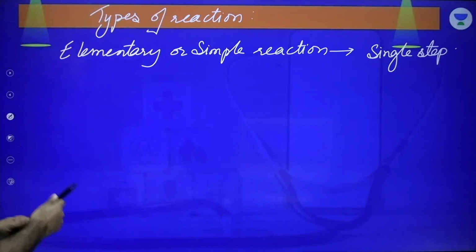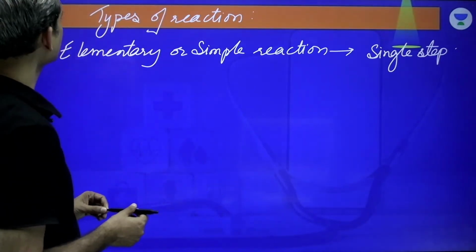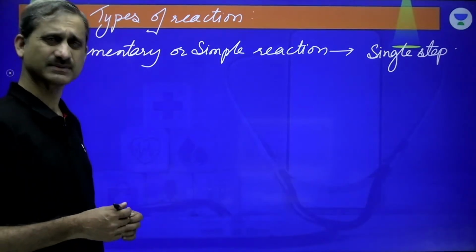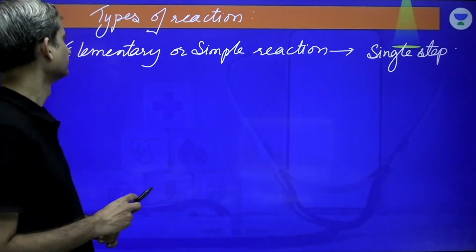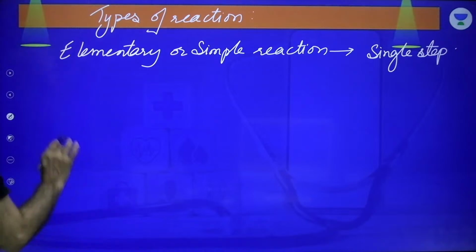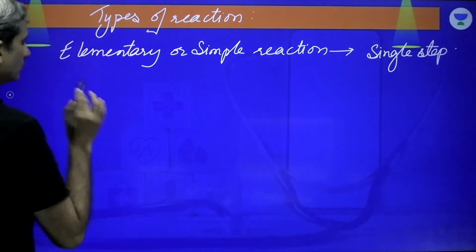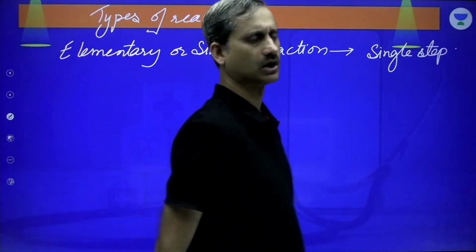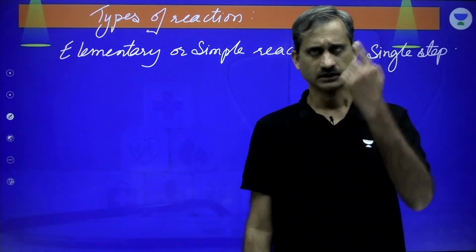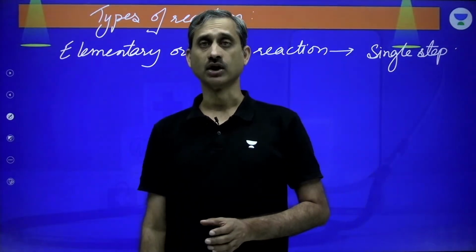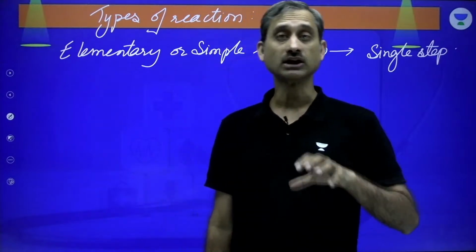So, elementary or simple reaction is a single step reaction. That is what we have as the types of the reaction. Clear? Fine. Now, let's have a few examples of the single step reaction. The very first example that we are taking is from the inorganic chemistry.